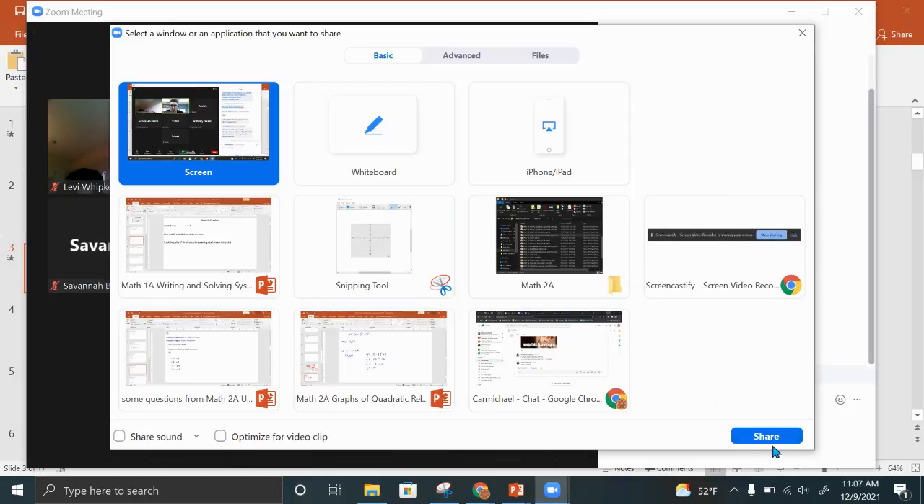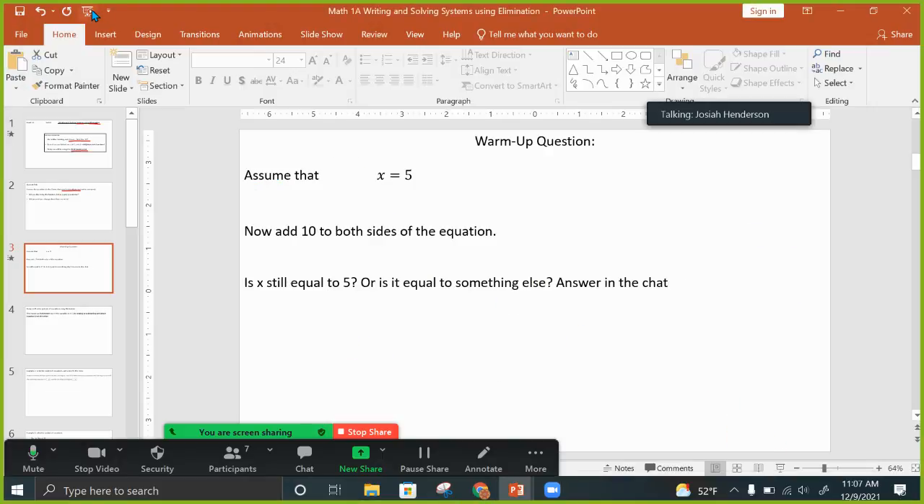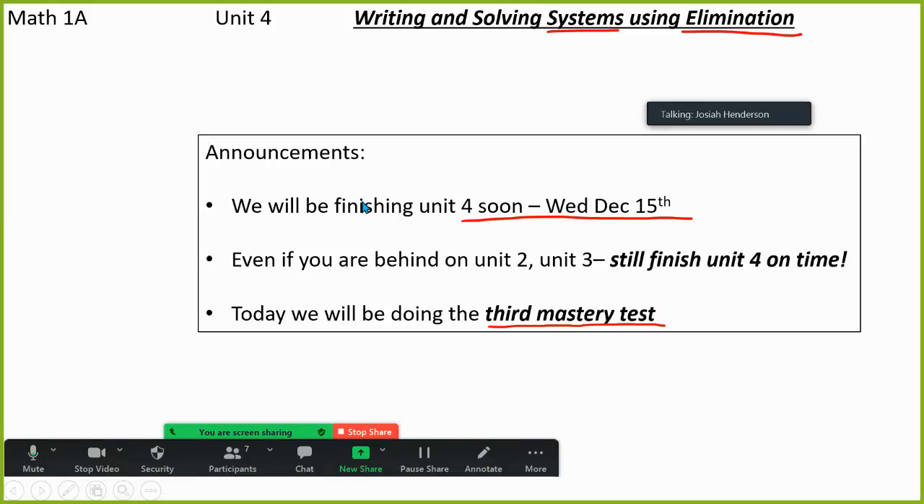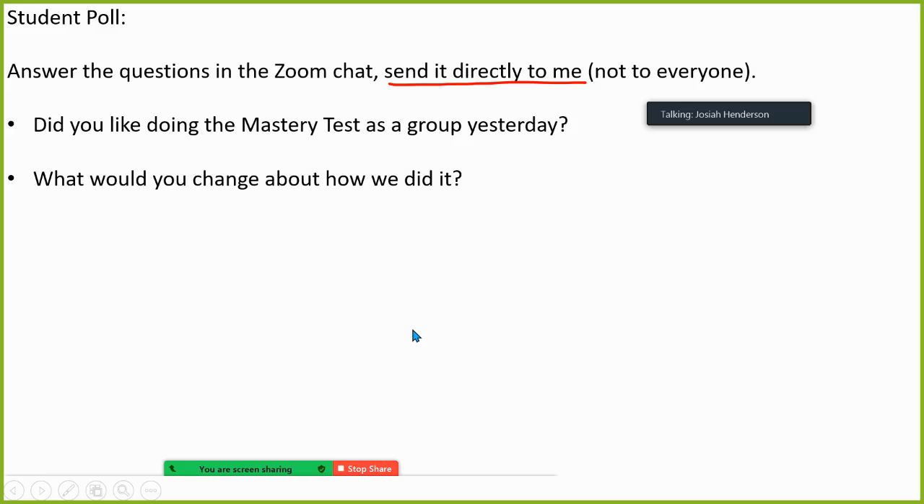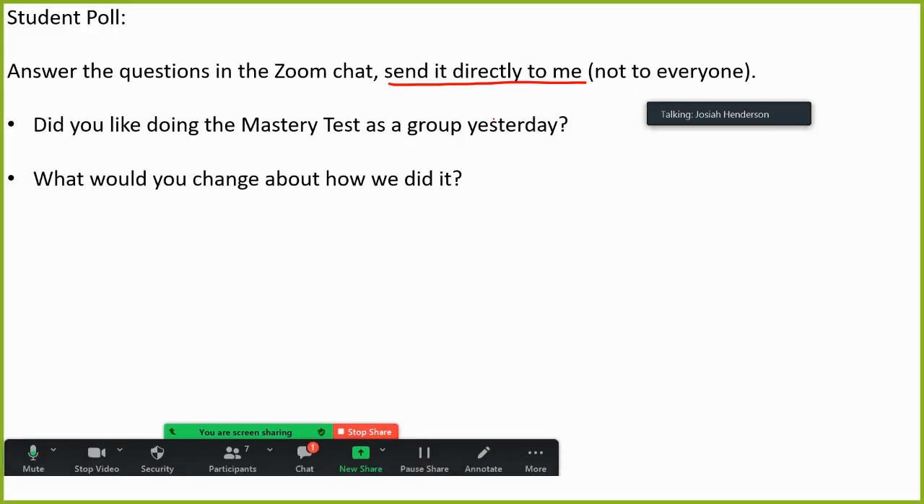Okay, so one more time, and I don't want to spend too much more time on this now, just because we got to get rolling on some math. But since I've got three other folks here now, Brooke, Anthony, and Victor, can you guys do this for me real quick? Answer these two questions in the Zoom chat and send it directly to me, or it can be to everyone if you don't mind. But if you don't want everyone to know, that's okay, and send it directly to me. Did you like doing the mastery test as a group yesterday? And that's okay if you didn't. I want to know how everyone felt. And then what would you change about how we did it, if anything?